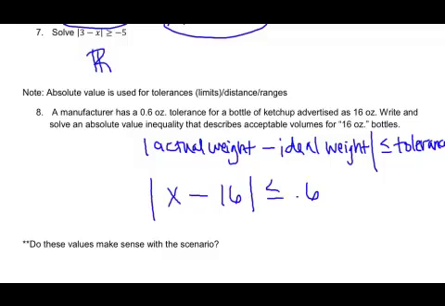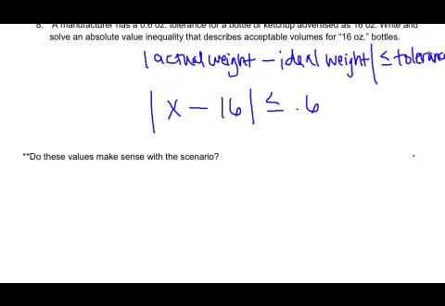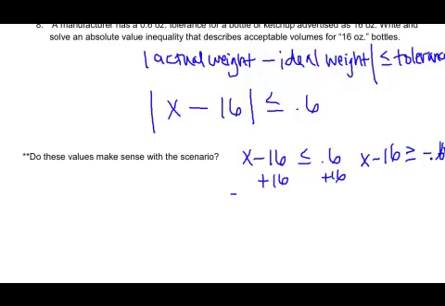So then we need to solve our absolute value inequalities in order to find what the actual weight of the bottle could be. So we're going to look at our two cases. We have x minus 16 is less than or equal to 0.6, and then we have x minus 16 is greater than or equal to -0.6. And then we just solve these like we did before. So we're going to add 16 to both sides. So x is less than or equal to 16.6.